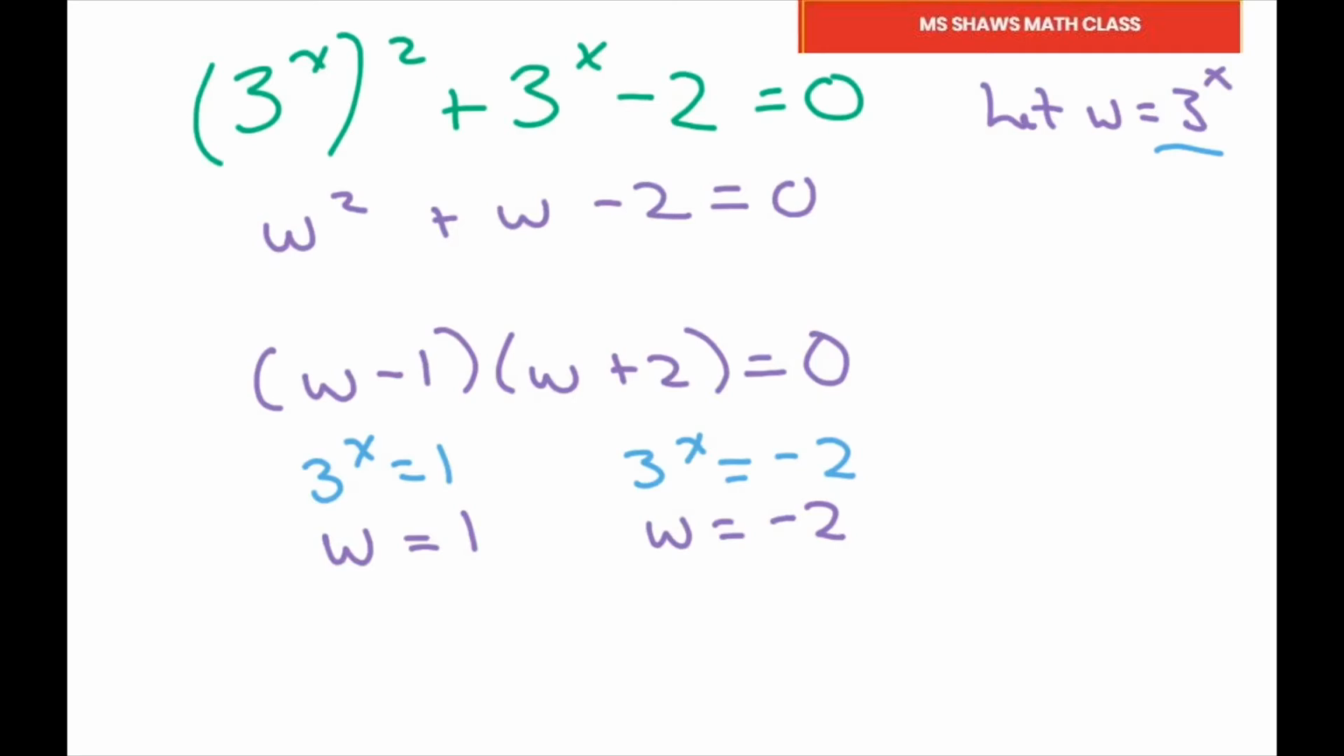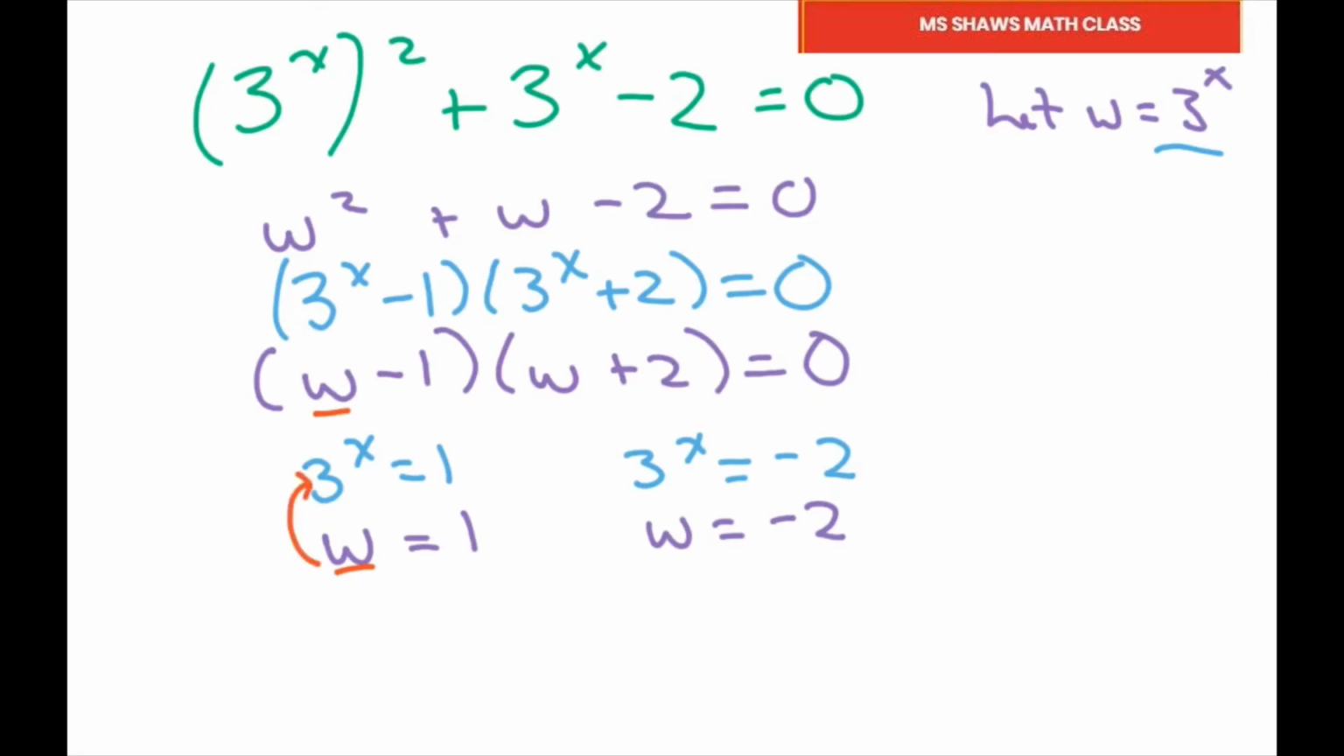So if you didn't want to do the w, you could have just gone ahead and factored as 3 to the x minus 1 and 3 to the x plus 2. So that's up to you how you want to do it. If you do use the w, don't forget to substitute back in the 3 to the x power. Now, there's no x you can put in here to get a negative 2, so this is extraneous. And then from here, you should be able to see that x is 0, because anything to the 0 power equals 1.